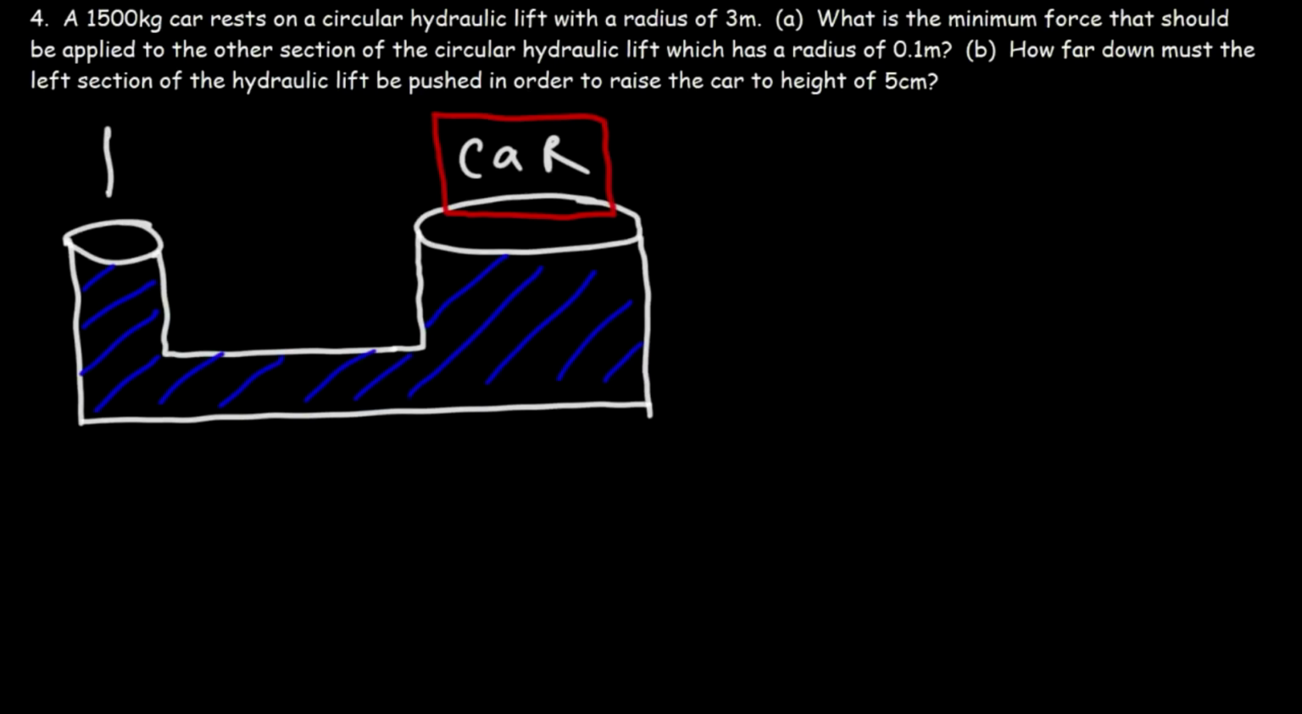So what's going to happen is we're going to apply a force, F1, and we're going to push the left section down. That force will exert a pressure on that part of the hydraulic lift, and that pressure will be evenly distributed throughout this fluid, and it will exert an upward force that will lift the car, if this is strong enough.